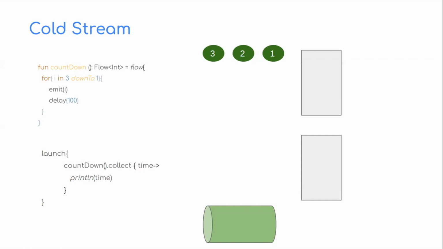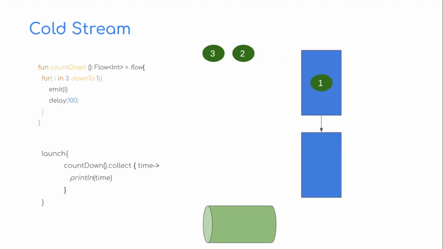We can see these 2 boxes represent the first one, the flow builder that creates the flow, and the second one is the collect. You can see that both of them are gray. This means that the flow is not emitting any data, and the collect is not yet called. So once we call a terminal operator like collect, that's when both of them become active, and data will start streaming.